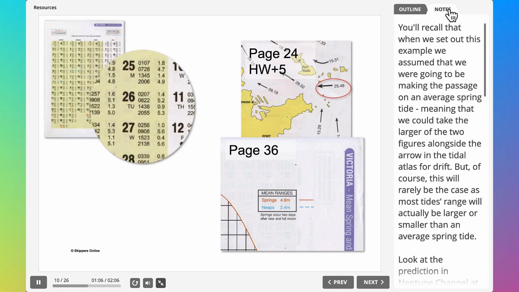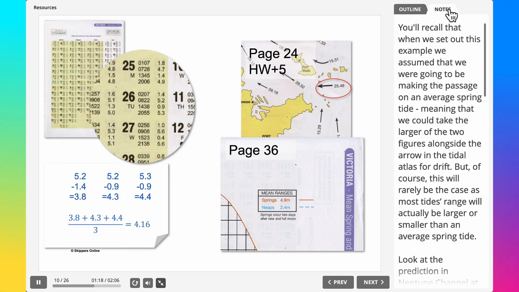The 26th of March is somewhere between springs and neaps, so we need a way of working out the actual drift. To do this, we first have to work out the mean range at Victoria on the 26th of March. We do this by calculating the difference between the heights of tide at 0207, 1.4 meters, and at 0822, 5.2 meters, giving a range of 3.8 meters.